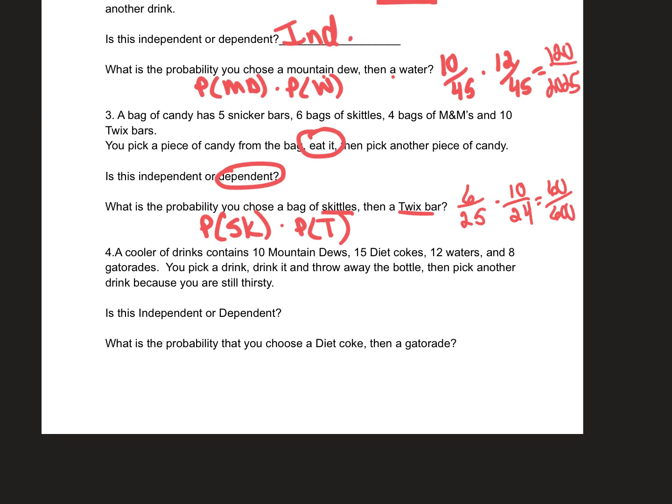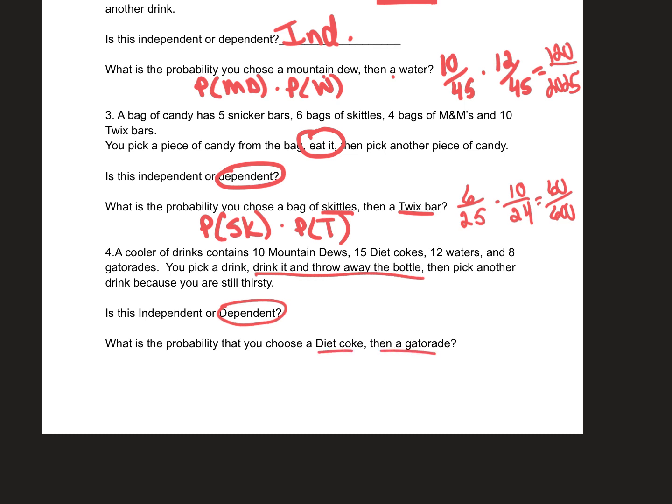One last example here. We have drinks. I think this is the same cooler as before. It's still got 45 drinks in there. However, this time you pick a drink, you drink it all and throw away the bottle. So now there is one less drink in the cooler than there was before, which means this one is going to be dependent.